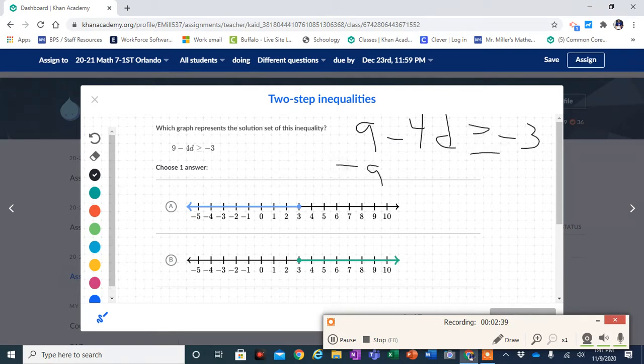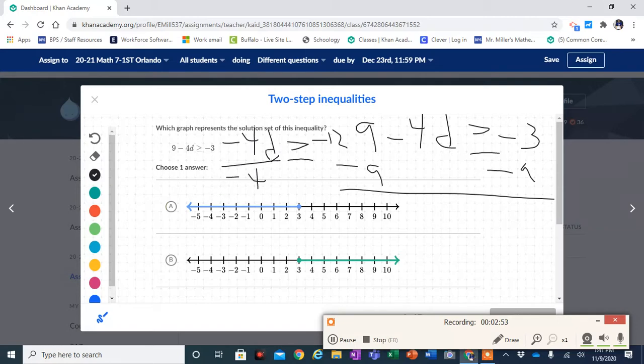So we would subtract 9. So negative 4d is greater than or equal to negative 12. We would then divide by negative 4 and divide by negative 4. So when you do that, because you divided by a negative, that sign has to flip, which would mean that this is going to be D.